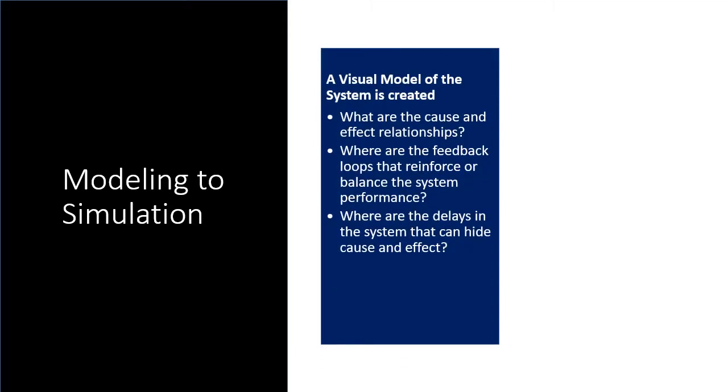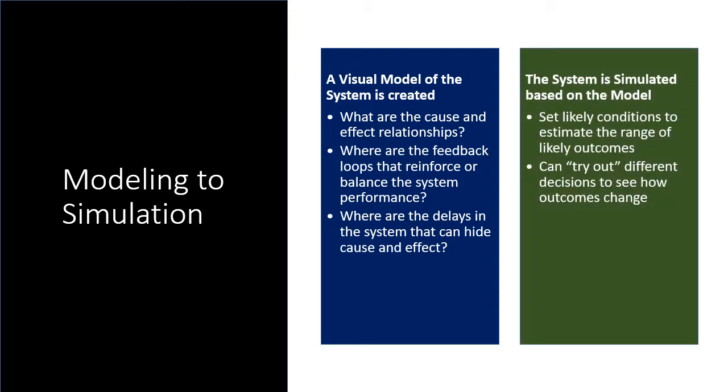Modeling and simulation work hand in hand. First, a visual model of the system is created. It shows the cause and effect relationship, feedback loops that reinforce or balance the system performance, and any delays in the system. Then, the system is simulated based on the model, setting likely conditions to estimate the range of likely outcomes, and trying out different decisions to see how outcomes may change.